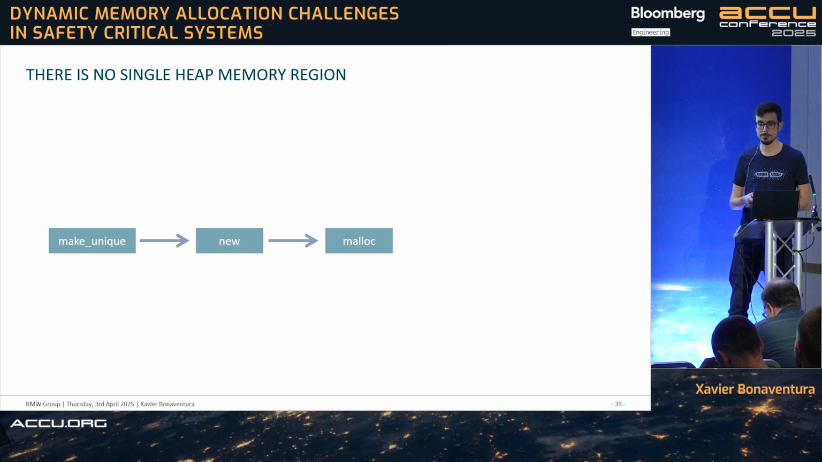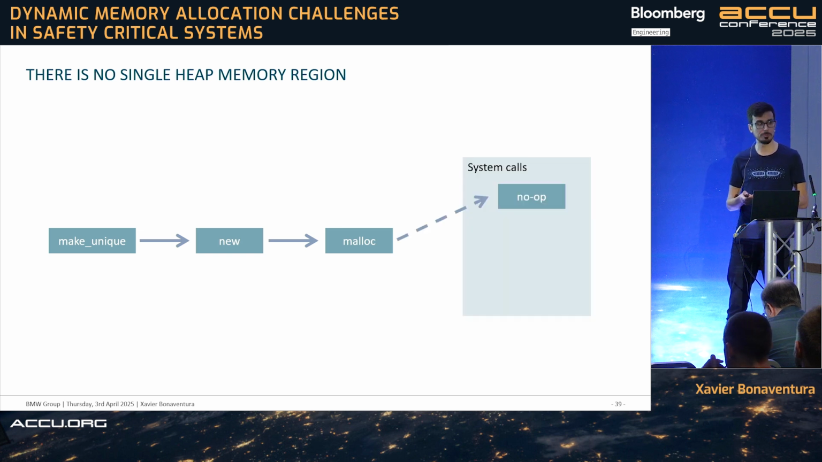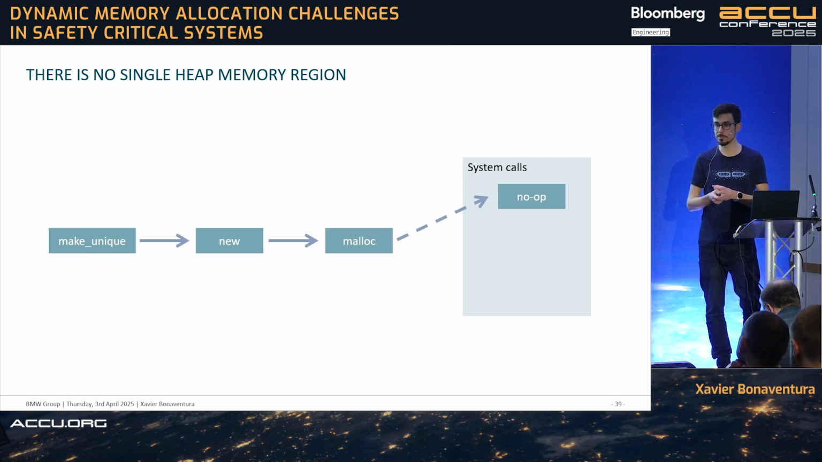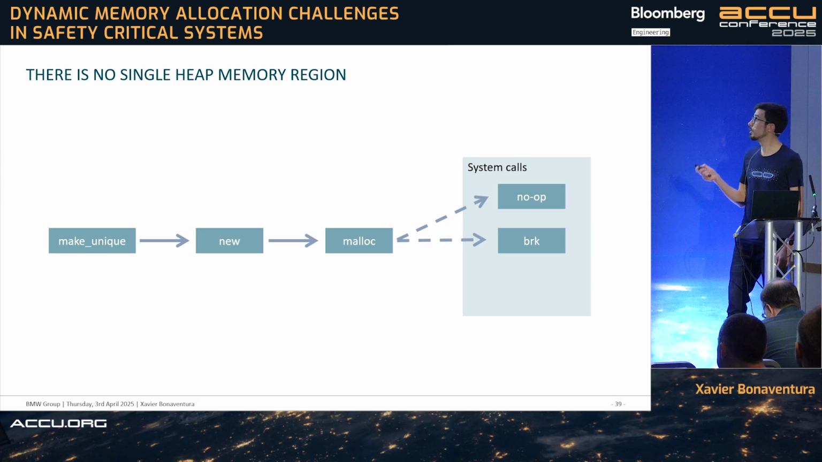What does the malloc do? Well, you have multiple options. It could be that it does no operating system call at all. It could be that it calls brk, which is the call to expand or change the size of the memory segment. Or it could be that it does an mmap, which basically gets a completely new data segment.